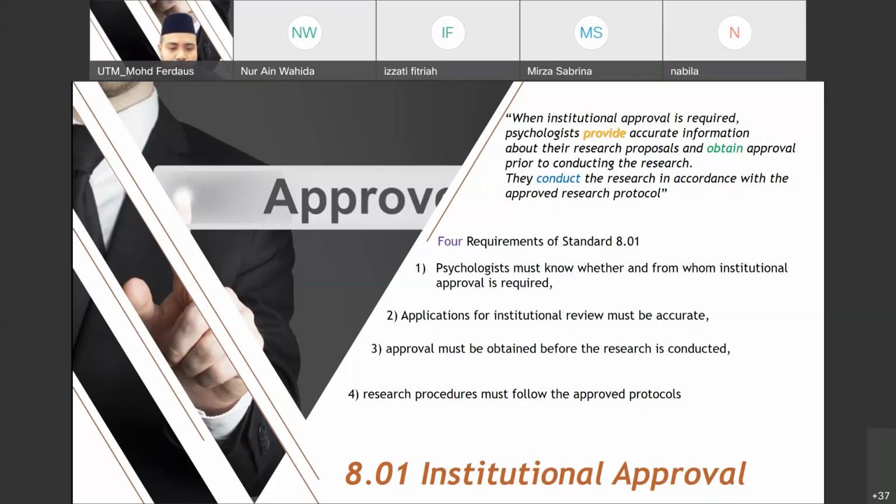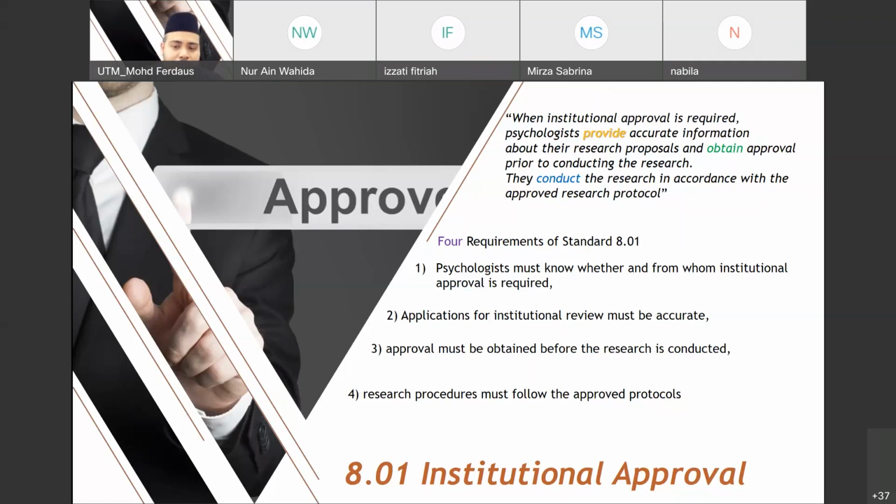Persatuan Ibu Bapa dan Guru, PIBG. Sorry, I said it the wrong way around. So here you need to know whom we need to ask for permission.